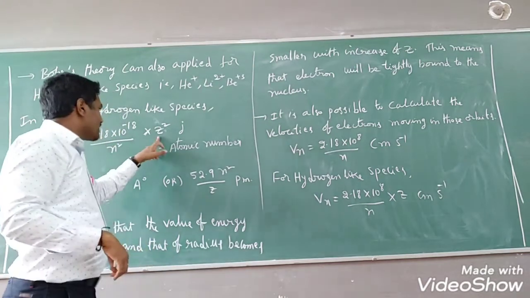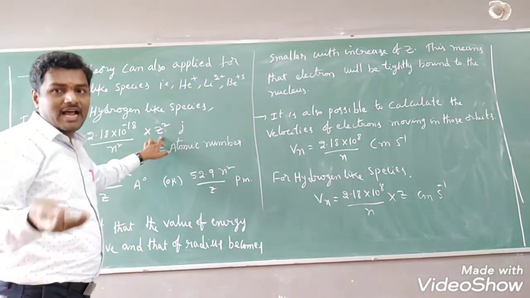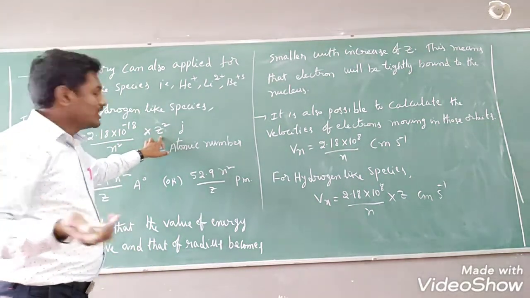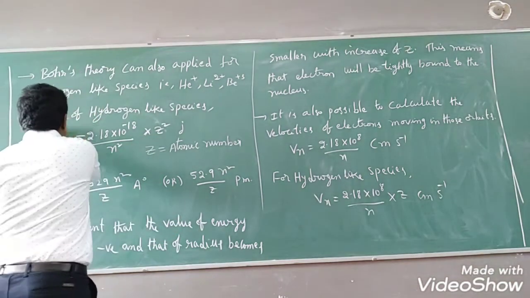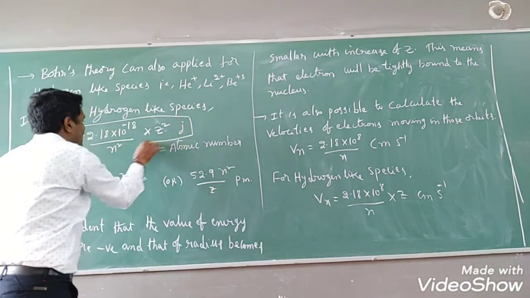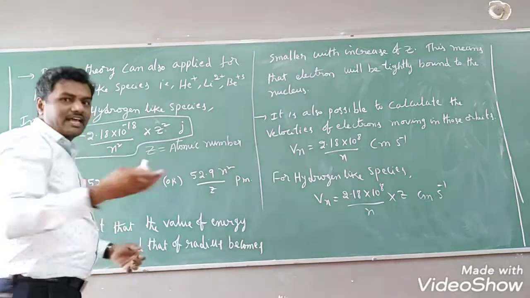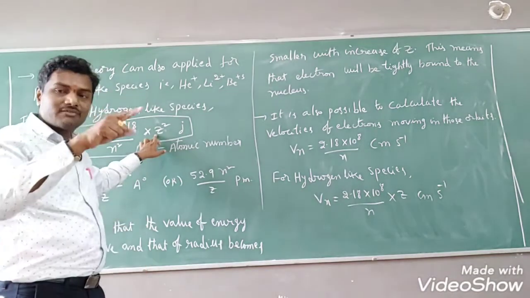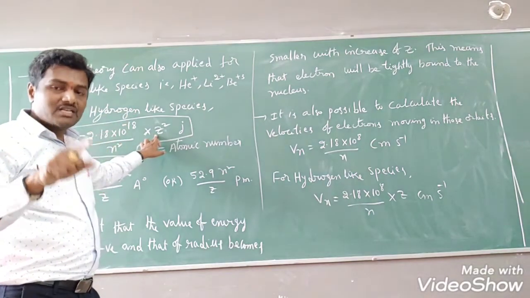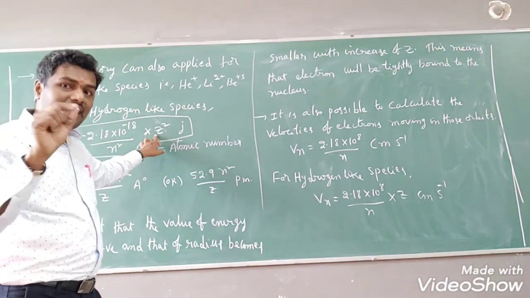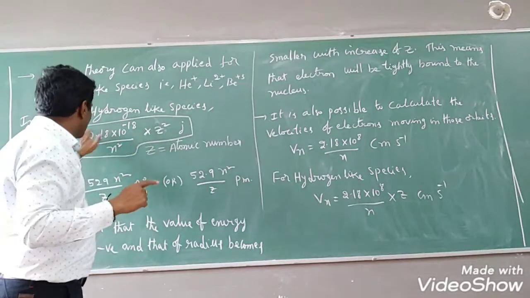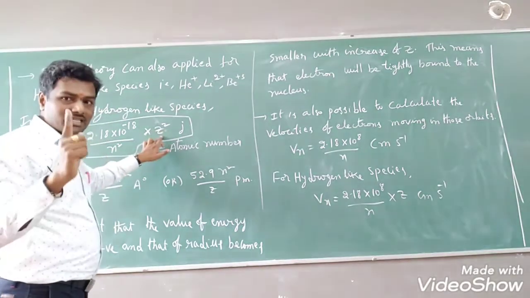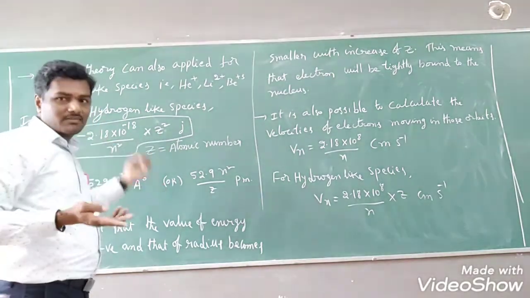Why did we not consider Z square for the hydrogen atom? Sir, you may ask a question here. You can apply this expression even for the hydrogen atom, not only for hydrogen-like species. Why did we not take Z square in the case of the hydrogen atom? The Z value is 1. Multiply this whole term with 1 square, which is nothing but 1. 1 into this whole term, you will get the same thing.